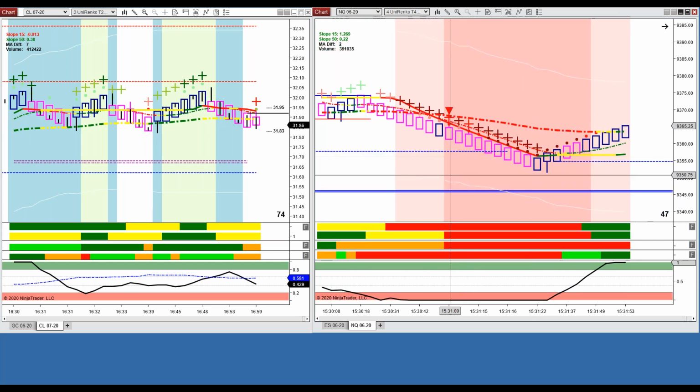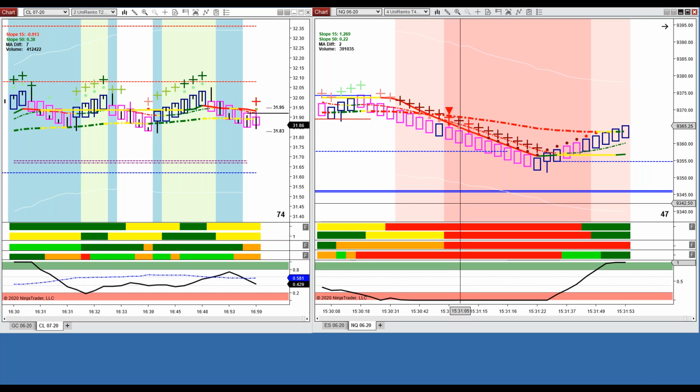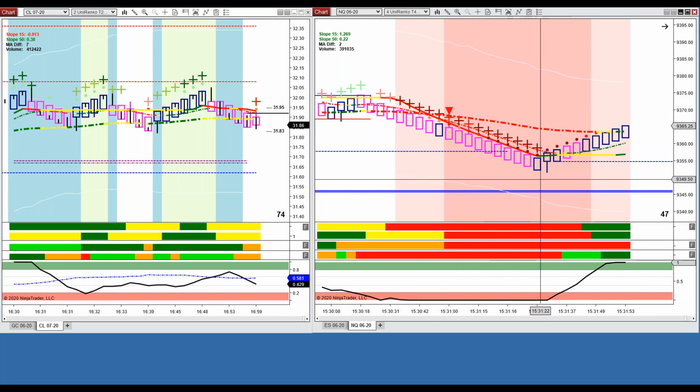Now there's your first entry at 1531. You see the triangle. It's got space to the pivot. You've got red, red, red, red. The Laguerre is squashed, and look at the background. It's pink. The 50 is red. The 15 is red. The trend is red. It's below the 15. For us, this is a full winner.